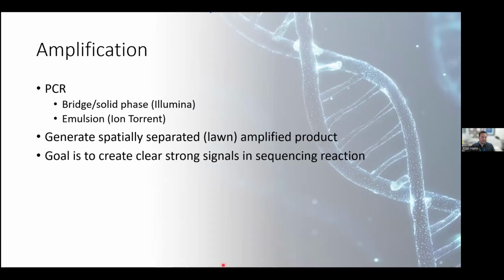So the amplification for Illumina is by bridge or solid phase, and we'll get into that. And emulsion is the technique that Ion Torrent platforms use. So what we're trying to do is generate a spatially separated lawn, is what it's called, of amplified product, so that we can create clear and strong signals in our sequencing reaction.